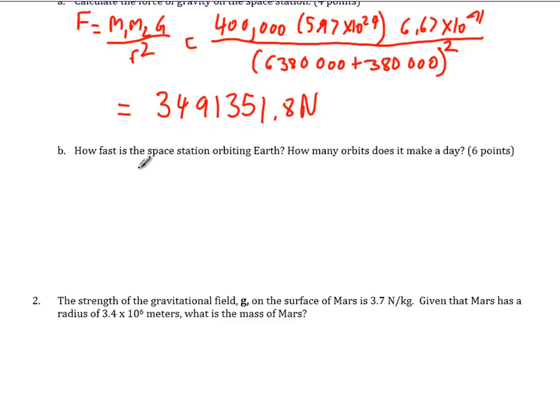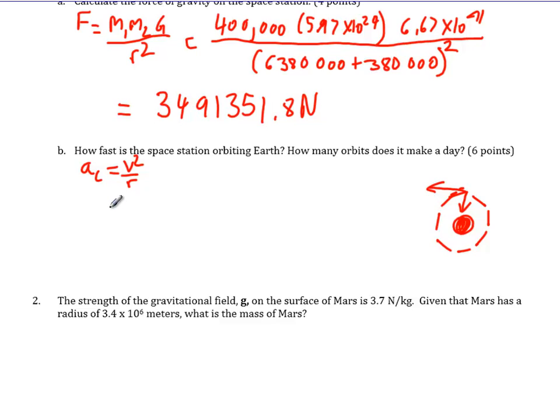3,491,351.8 newtons, right? So how fast is the space station orbiting Earth? This seems like, well, how do I figure this out kind of thing. But here's Earth, and here's the space station. It's actually not nearly this far away, and it's moving in a circle. The reason it's moving in a circle is because Earth is exerting a gravitational force on it, and it has a velocity around the Earth. So it has centripetal acceleration. Remember, centripetal acceleration is v squared over r.